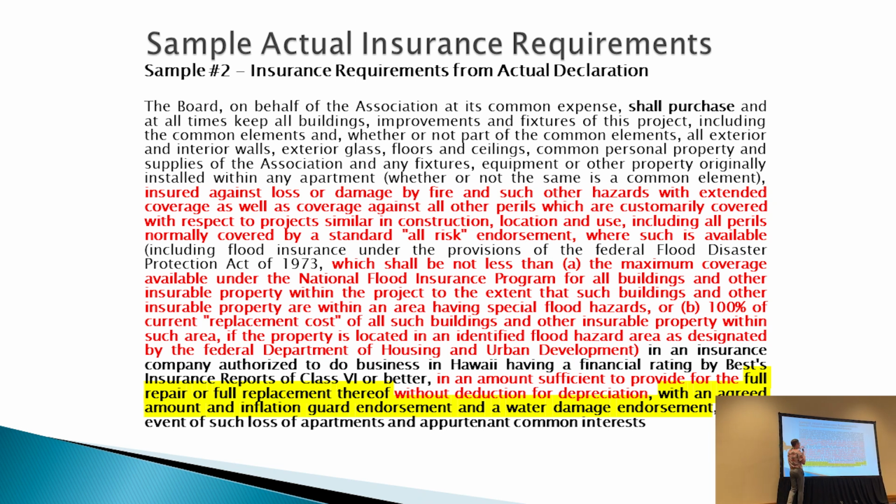Next, again, flood insurance from the federal flood, again very similar, which shall be not less than the maximum coverage available under the National Flood Insurance Program, for all buildings or other insurable property within a project, to the extent the buildings or insurable properties are within an area having a special flood hazard, flood zone, or 100% of the current replacement cost of all such buildings and other insurable property within such area if the property is located in an additional flood area zone designated by HUD.